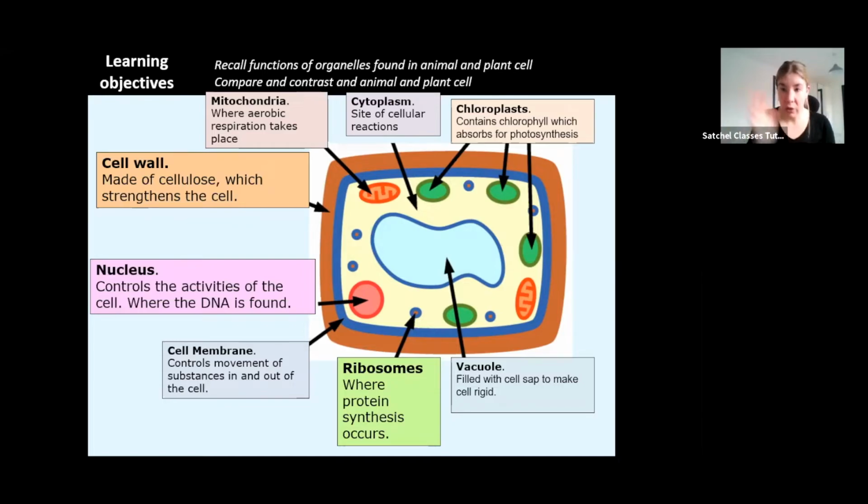So again, what I suggest is hiding it from yourself, drawing it again. Maybe if you've got some revision cards, that'd be fantastic, because on your revision card, you can have on one side, what is the function of mitochondria, and on the back you can have where aerobic respiration takes place, and you can be testing yourself. Or if you've got someone else in your house at the moment, you can ask them to test you as well.